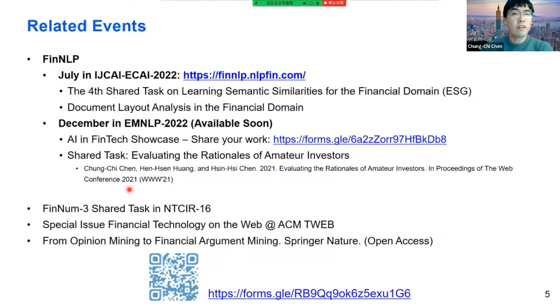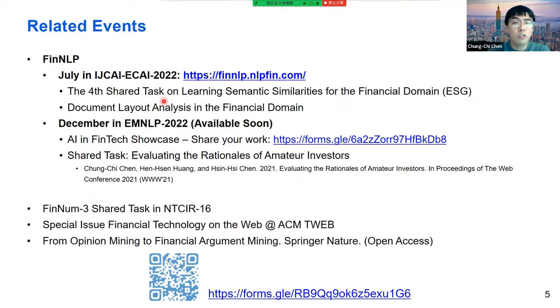And finally, I want to share some related events with you. This year, the FinNLP workshop will become a twice-a-year event. In July, it will be co-located with EduCAD, and in December, it will be co-located with EMNLP. And every year we propose interesting tasks in both FinNLP and NTCIR.